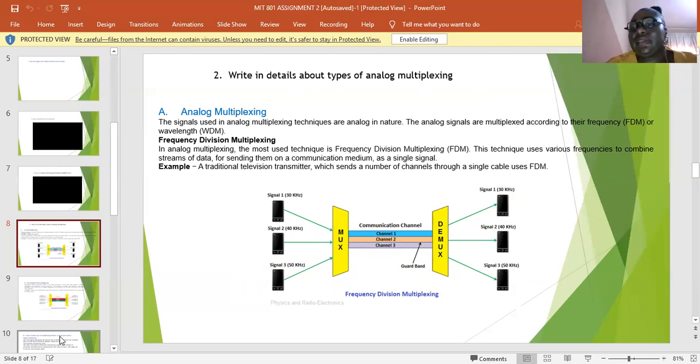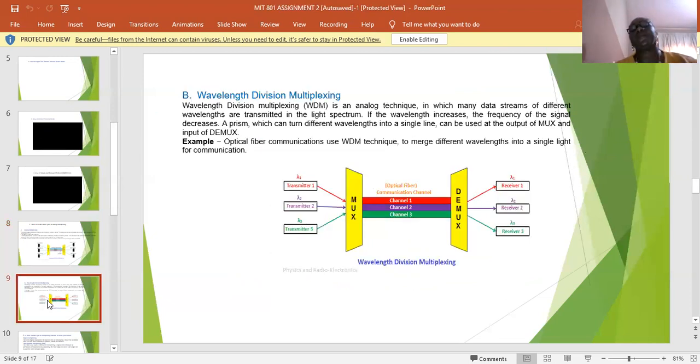Frequency division multiplexing is a technique used for various frequencies to combine streams of data for sending them on a communication medium as a single signal. There's a diagram also that illustrates the explanation. Secondly, we have the wavelength division multiplexing, which is another analog technique in which many data streams of different wavelengths are transmitted in the light spectrum. Also, there's a diagram to illustrate that.